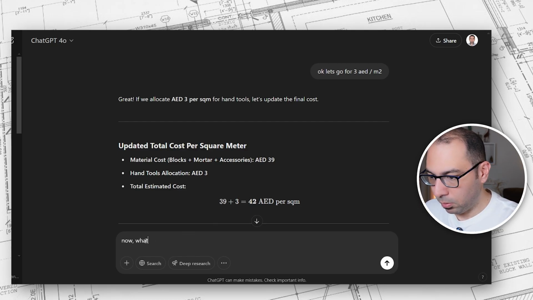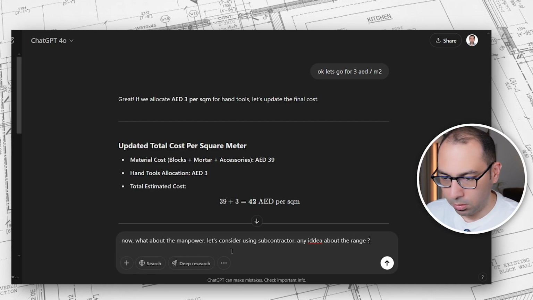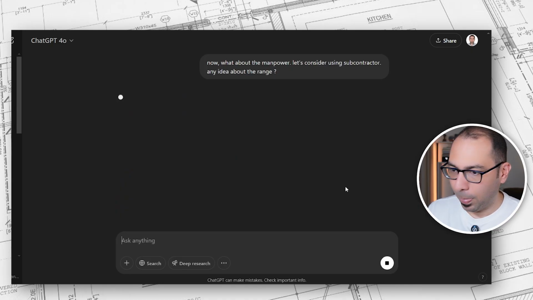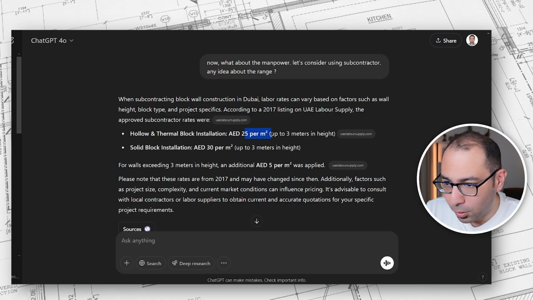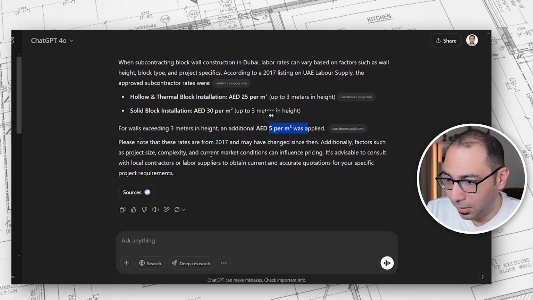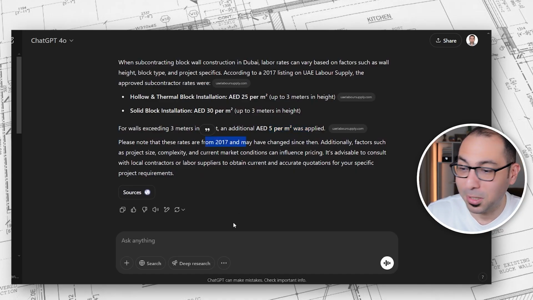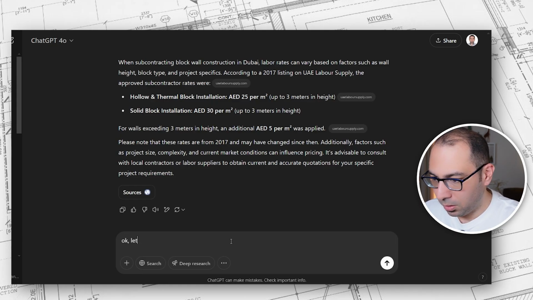Okay, now what about the manpower? Let's consider using a subcontractor. Any idea about the range? Okay, searching the web. Let's see for the subcontractor how much. Okay, 25 per square meter, up to 3 meters height, 30 here. Okay, for walls exceeding 3 meters, an additional 5 per square meter was applied. Okay, so these numbers are from like 2017, so he's not sure. Okay, let's go for 21.